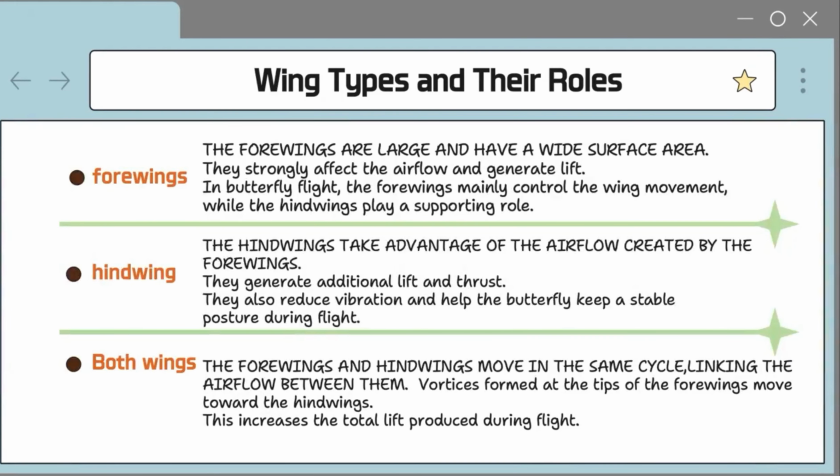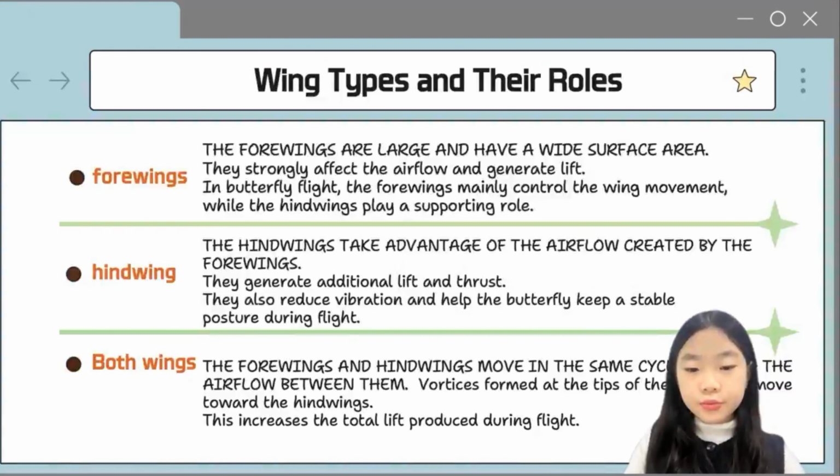Both wings. The forewings and hind wings move in the same cycle, linking the airflow between them. Vortices formed at the tips of the forewings move toward the hind wings. This increases the total lift produced during flight.